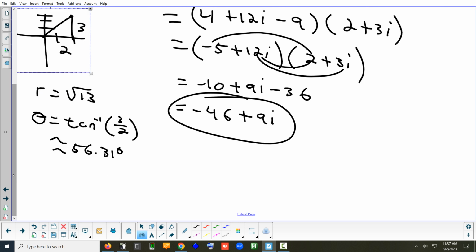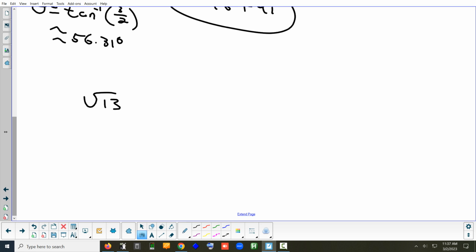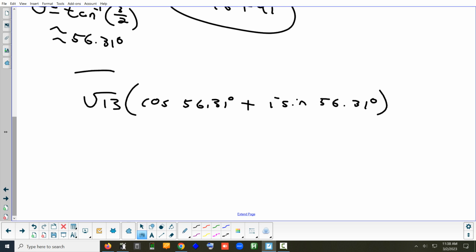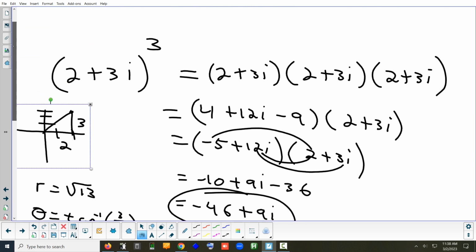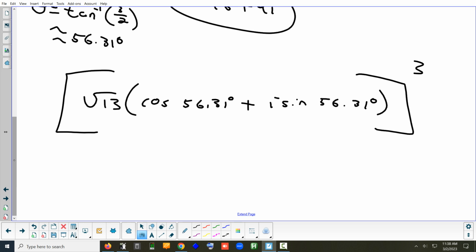Okay, so let's write our trig form. R cosine 56.31 plus i sine 56.31. And we're going to take all of that to the third power. Did we do the third power? Yeah. Let's use de Moivre's theorem and see what we get.